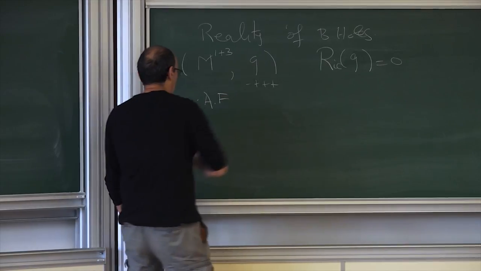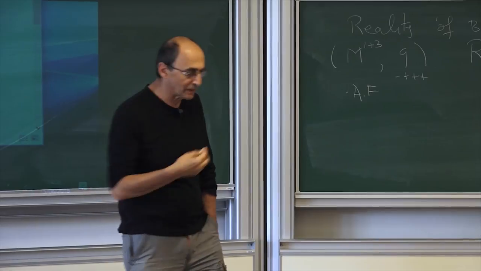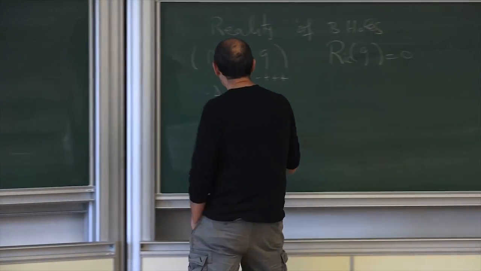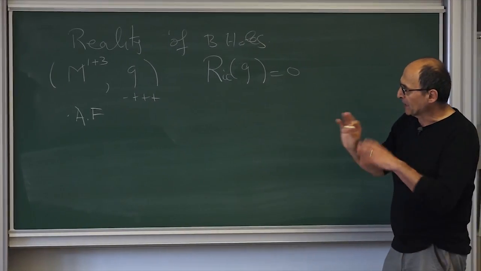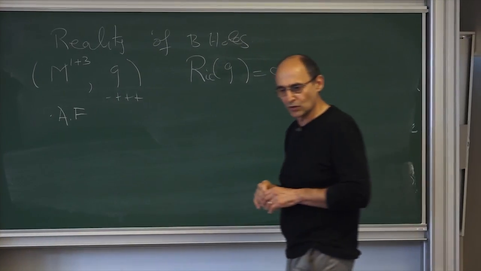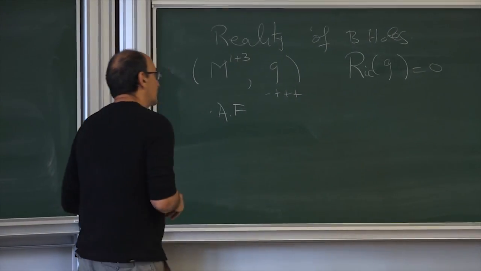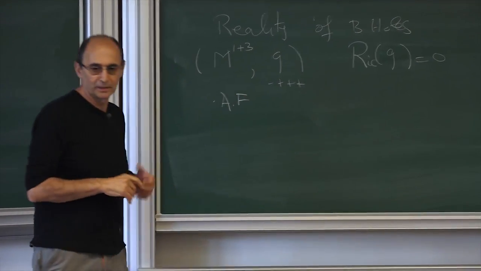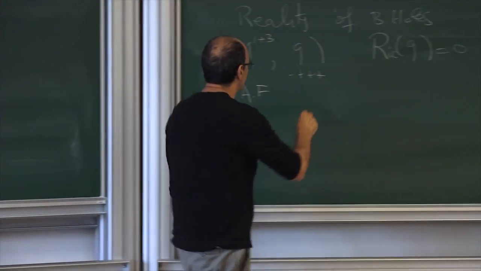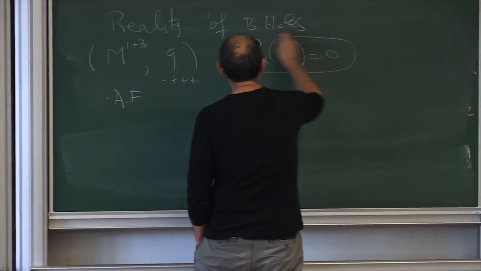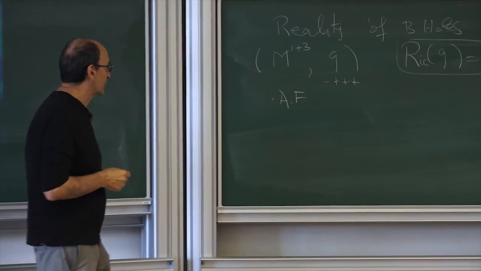I put myself into the asymptotically flat regime. There are many other interesting regimes. There is a cosmological regime, for example, which obviously I will not be talking about at all. There are many other extremely interesting problems in other contexts. There is also a cosmological constant, for example, that you can play with, and so on and so forth. But I will just talk about the simplest case, in a sense, which is this one, Ricci equal to zero. So the Einstein equations in vacuum.